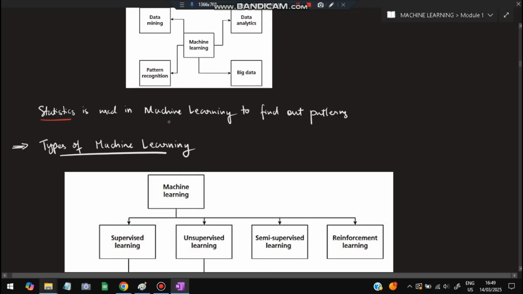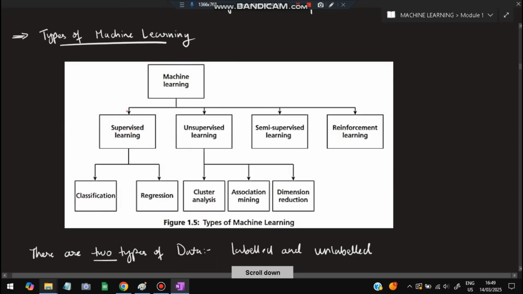And statistics is used in machine learning to find out patterns. In statistics we have mathematical formulas and so on, so that we will be easily able to find out patterns used in machine learning. And machine learning itself is divided into four parts. How many parts is machine learning divided into? Four parts. First is supervised learning, which is divided into classification and regression. We'll be discussing each one by one.